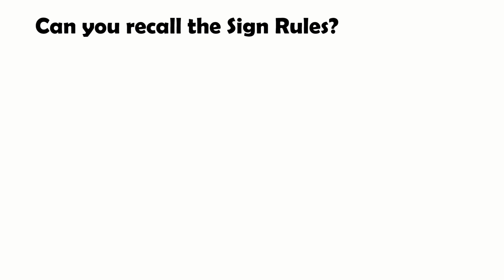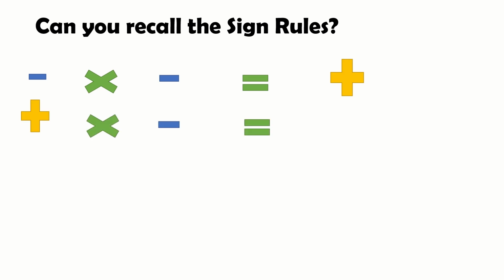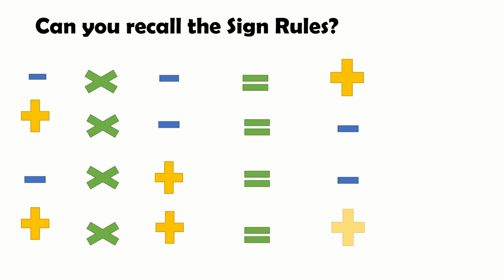Can you recall the sign rules? Okay, let's try that. So negative times negative equals positive, right? And positive times negative equals what? Negative. Negative times positive equals negative. And positive times positive equals positive. You can pause the video and master the sign rules. For us to go to the next step of our lesson, you must recall this. Very, very important. So do feel free to pause the video and memorize these rules. Okay, so let's keep going.